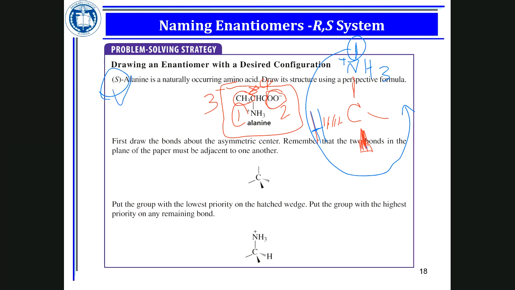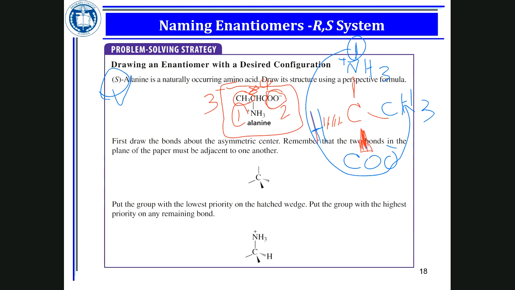Now, the rule is if it's counterclockwise, you are moving from 1 to 2 to 3. So priority 2 has to go in this position here. So you're going to have the COO bond here. And priority 3 should go up here. Okay.